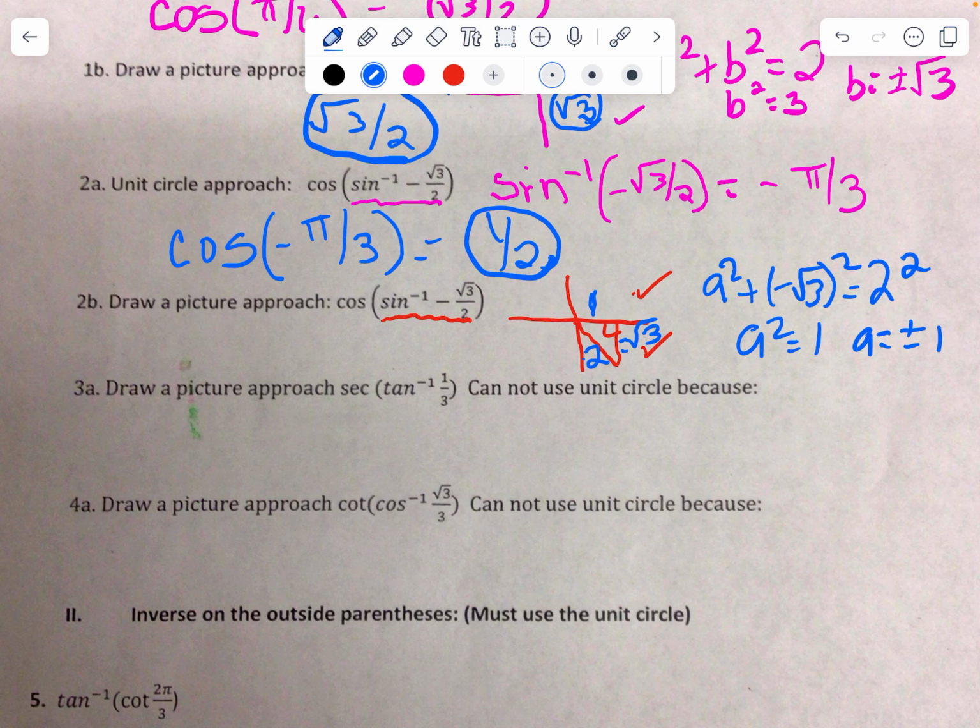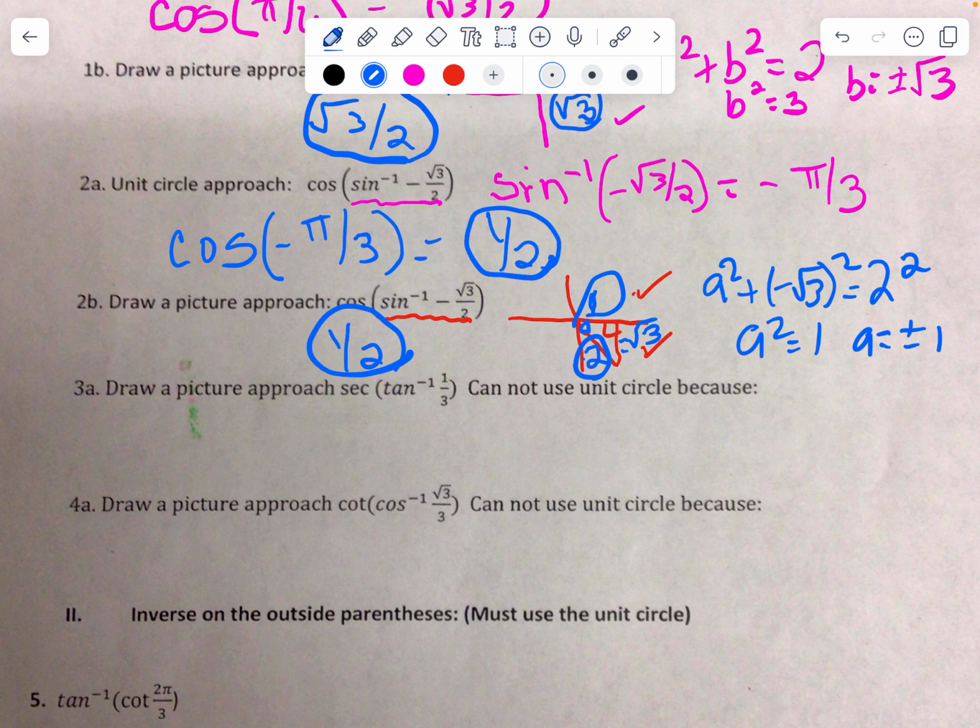Now, once we have a picture of that angle, and theta is always the angle in the corner, once I have a picture of that angle, now I look at the triangle and I answer the question. The question now becomes, what's the cosine of that angle? And the cosine is adjacent over hypotenuse, so you get 1/2. So two approaches to that same problem.